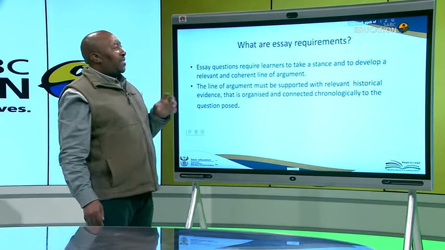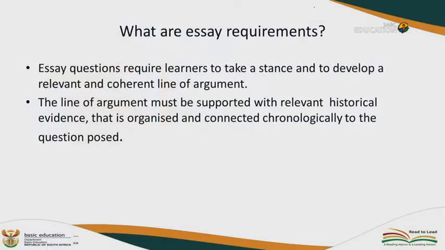Now, what I want to emphasize is that there are certain requirements that you need to follow when you write an essay. Essay writing requires learners to take a stance, as I have emphasized, to develop a relevant and coherent line of argument. For you to write a properly contextualized essay, you need to take a particular stance to develop a line of argument. Now, the line of argument must be supported with relevant historical evidence. In history, you argue with evidence. There has to be evidence that bases your argument, whether you are agreeing or disagreeing. And that evidence is organized in a chronological or sequential order from one particular period to the other.